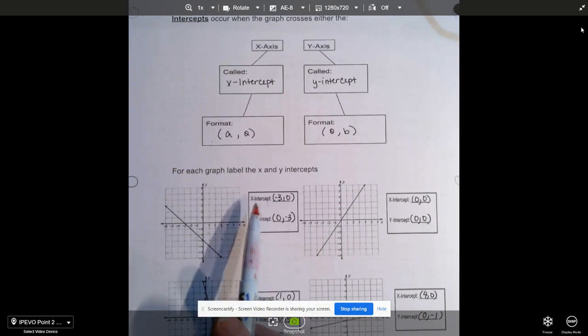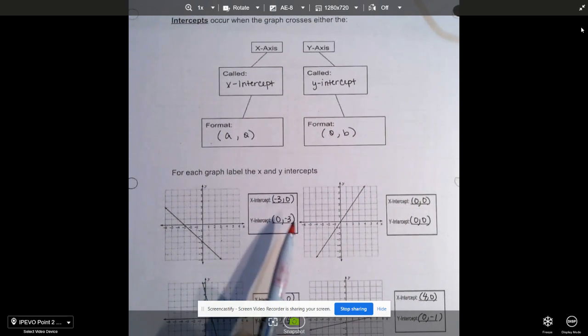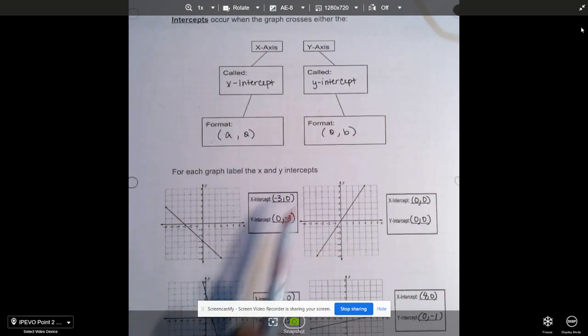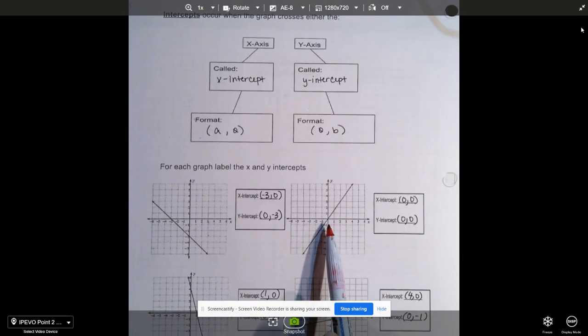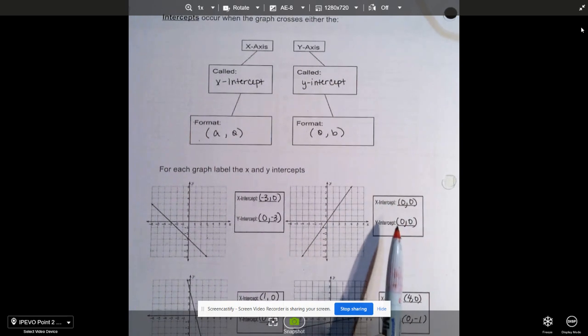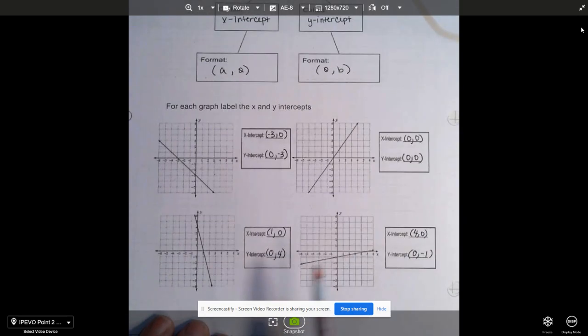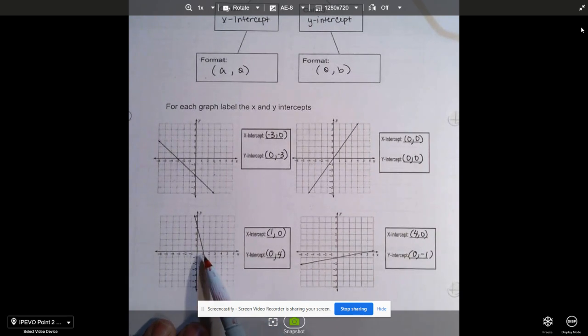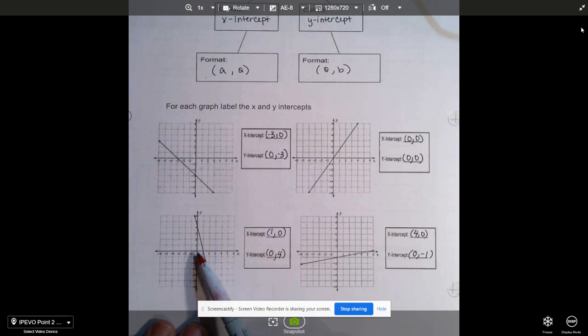So basically, when you have an x-intercept, you're going to have an x value. And when you have a y-intercept, you're going to have a y value, and all the other values would have to be 0. Right here, you can see this crosses through (0, 0), so both my x-intercept and my y-intercept will both be (0, 0). This one here, it crosses my x-axis at 1, so this would be (1, 0). It crosses my y-axis at 4, so this would be (0, 4).